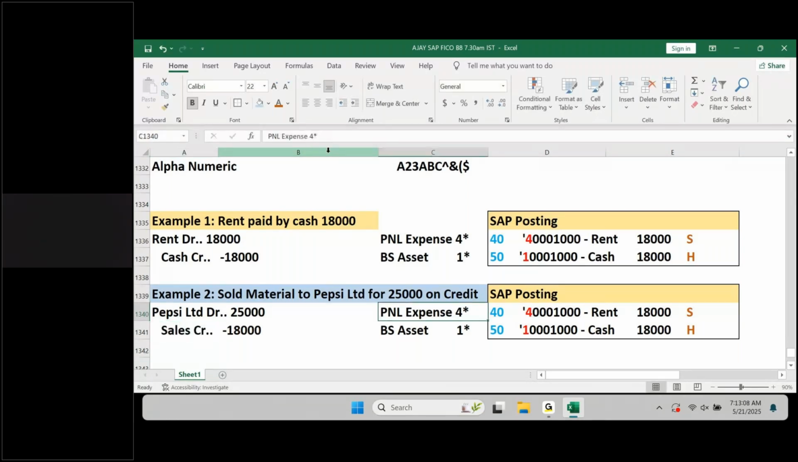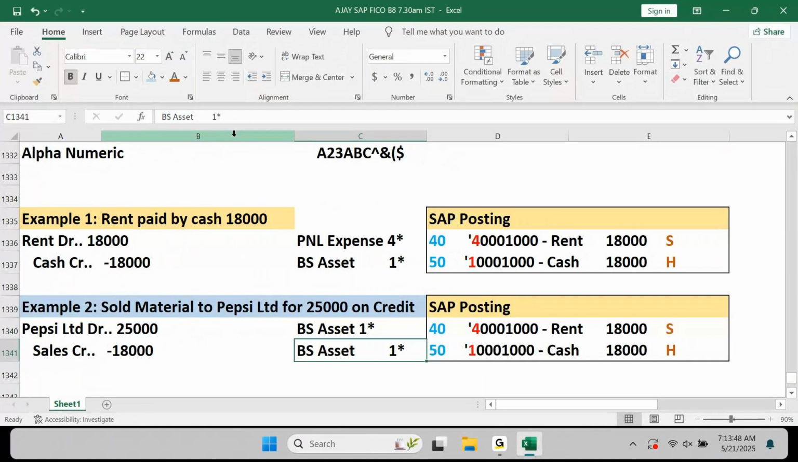Now Pepsi is what? Customer. Customer is asset, liability, income, expense? Asset. Because all customers you will consolidate, you will combine, you will club, take it into balance sheet as sundry debtors. So write BS asset. Balance sheet asset. It should be one series.